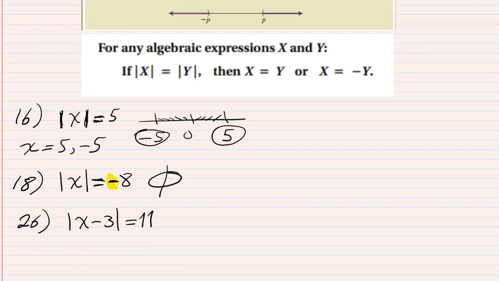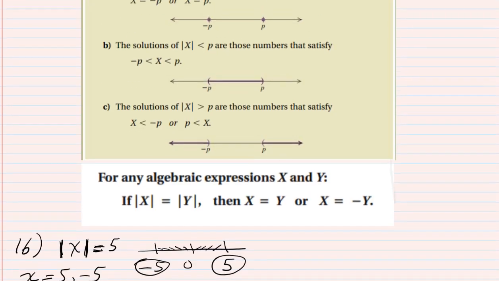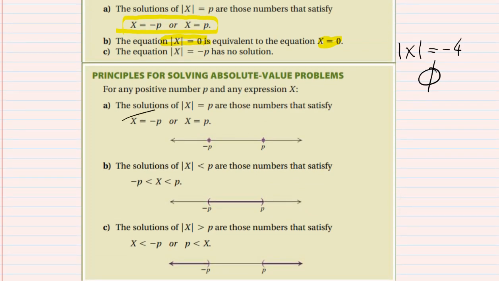Okay, so here's how we're going to do this. We're going to say that this is equivalent to what's in there, that's x minus 3, could be 11, or what's in there, x minus 3, could be negative of 11, right? And that is what this is saying. Okay, so that's part A.